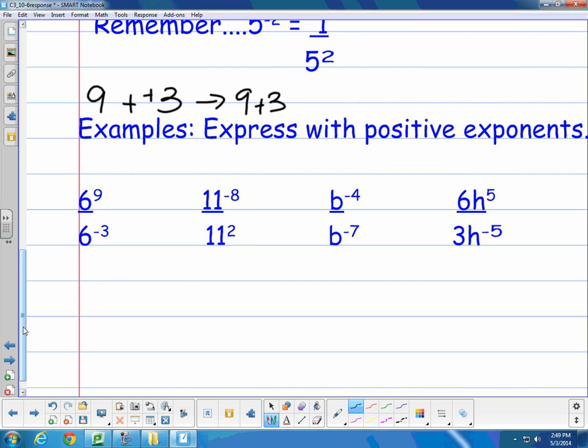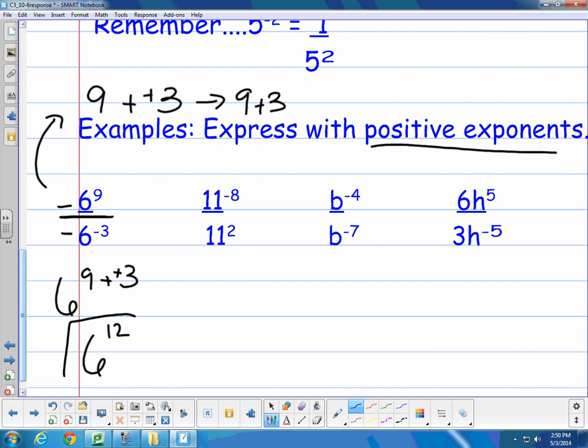So here are some examples. They want us to express with positive exponents, meaning if we end up with a negative, they want us to do that multiplicative inverse and flip those around. So here I have 6 to the ninth over 6 to the negative third. I see that it's a division of monomials, so I know that I'm going to be subtracting my exponents. So I have 6 to the ninth minus a negative third. Like I just said above, we need to be careful about subtracting a negative, because taking a negative away is a good thing. That's a positive. So it's like I'm adding a positive, and I end up with 6 to the 12th power.